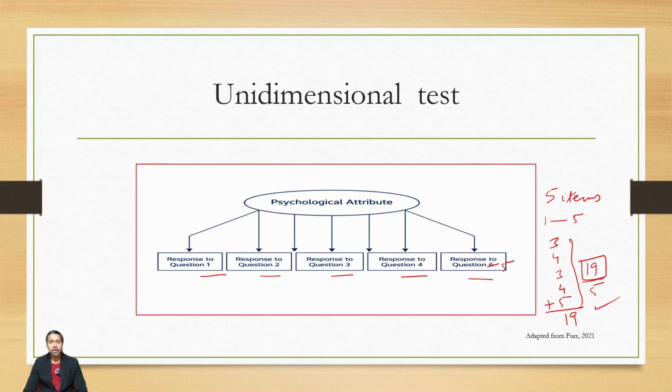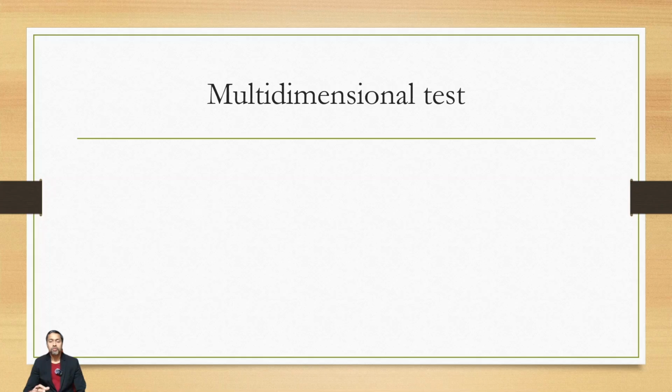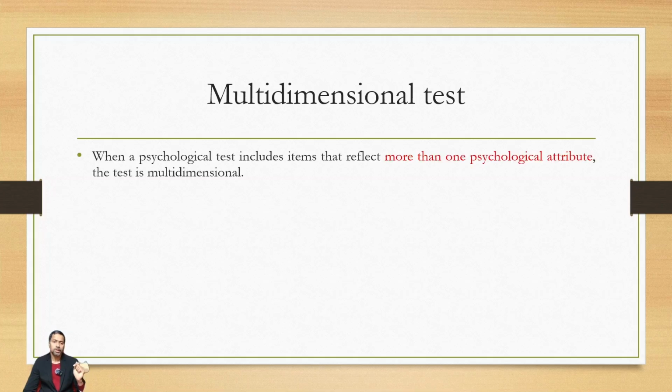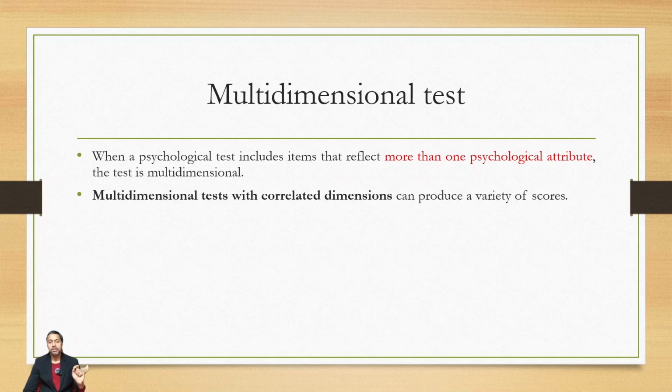From unidimensional test we move to multidimensional test. As the term implies, multidimensional means there will be more than one dimension. When a psychological test includes items that reflect more than one psychological attribute, underlying construct or dimension, then the test is called multidimensional. A multidimensional test with correlated dimensions can produce a variety of scores.